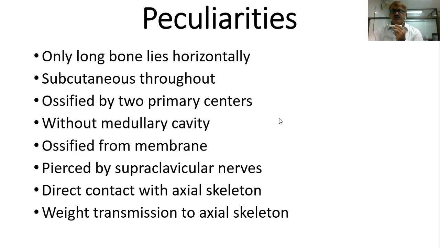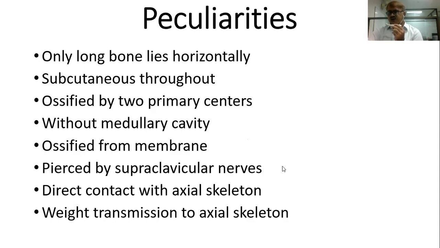It has two primary centers, while all the long bones have one primary center. All the long bones start ossification from cartilage. This is the only long bone which starts ossification from membrane. It is intramembranous ossification, and it is without a medullary cavity. Other long bones contain a medullary cavity, but this has no medullary cavity.